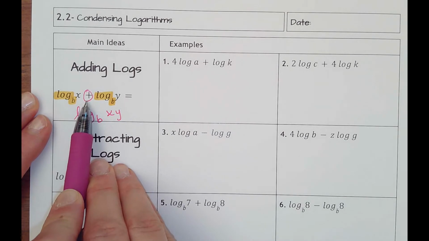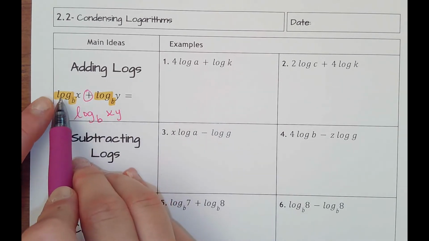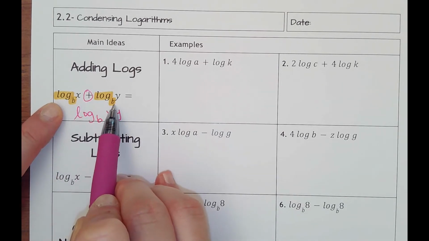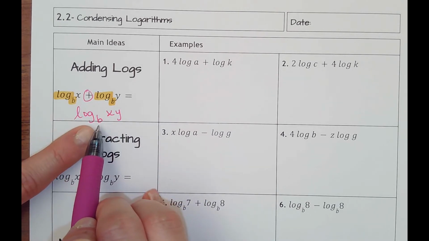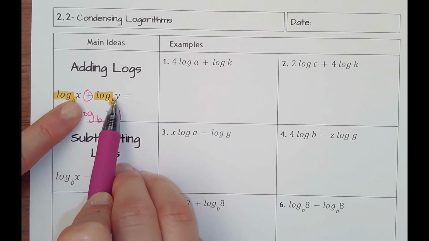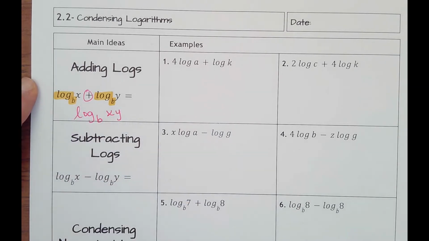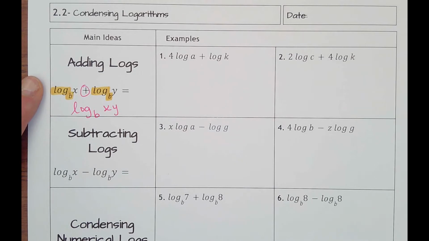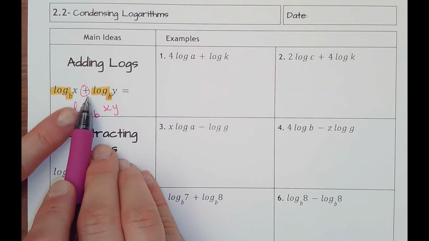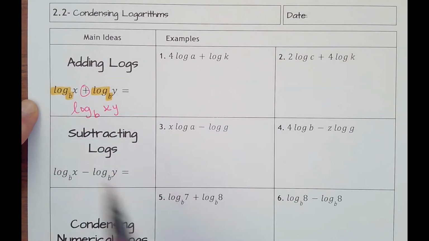If you are adding logs, you need to look at them and see that they are logs with a common base. See that? And so I put them together in that single log with that common base. And since I'm adding them, I would multiply x times y. Think back with exponents, since logs and exponents go together, that when we multiply exponents, we add the powers. So it makes sense that when we're adding logs, we're multiplying this part.